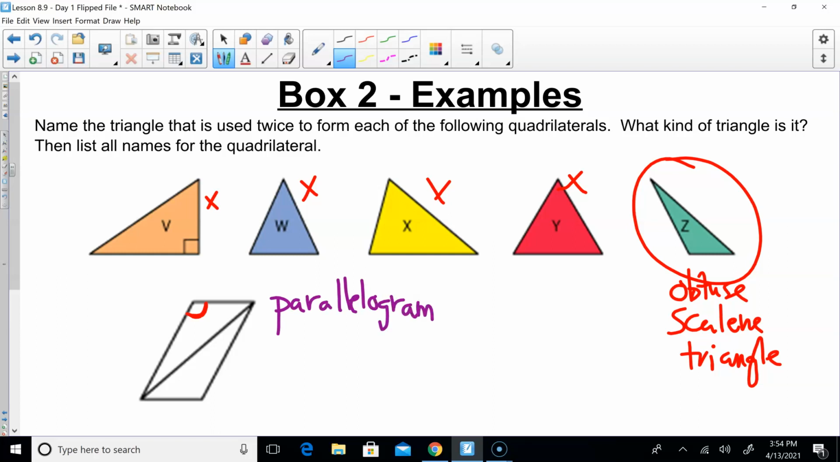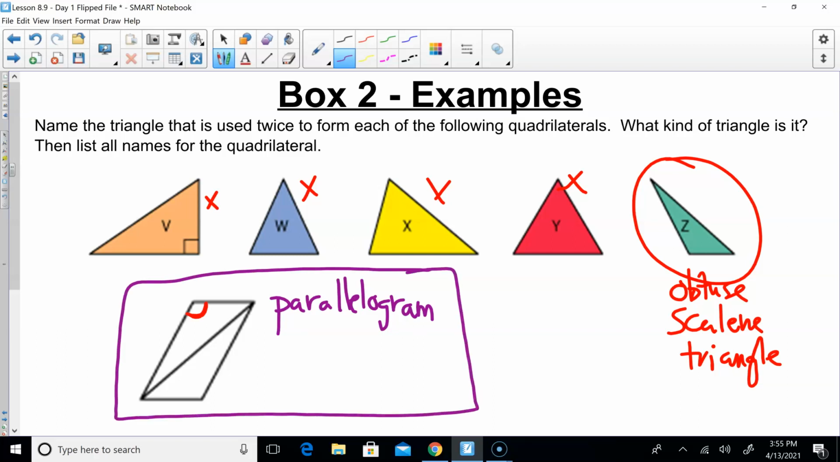Which means I have some other choices, like rhombus, but the sides don't look equal. So it also eliminates a square, because a square has equal sides. And it doesn't have right angles, so it eliminates a rectangle. So it looks like the only name I can have for this quadrilateral is a parallelogram. So you can pause the video now and write down this information to help you out as well.